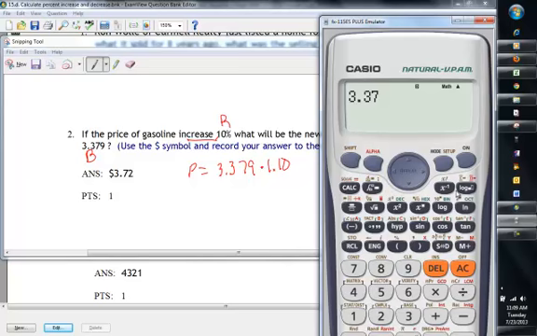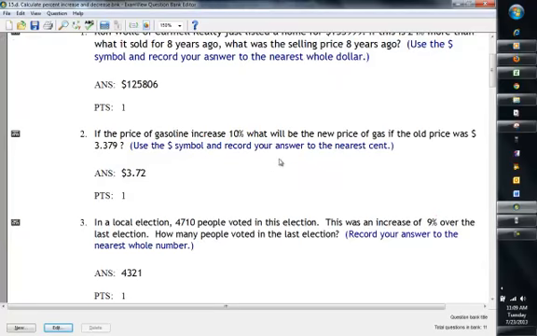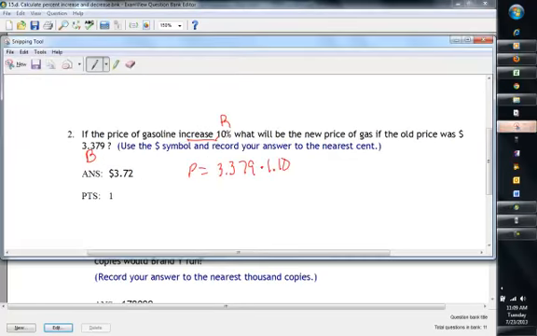3.379 times 1.10 gives us 371.69, or 372, since we're supposed to be to the nearest cent, excuse me.